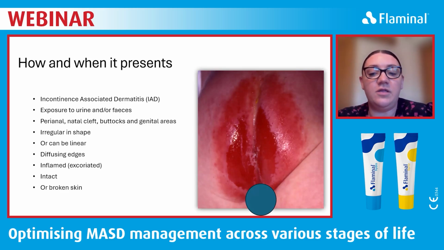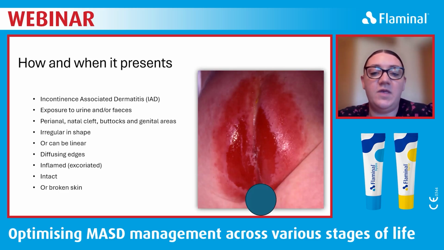That's because the incontinence-associated dermatitis, which is the exposure to urine and feces, is changing that pH level on that very underdeveloped skin. The skin in the perineum, natal cleft, buttocks, and genital areas may start to present as either pink, redness, can start to become very irregular in shape in terms of that colouring, but sometimes it can be quite linear as well, with diffusing edges depending on that locality of that skin damage or skin irritation. The skin often looks inflamed, excoriated, and that can be both intact and broken skin.